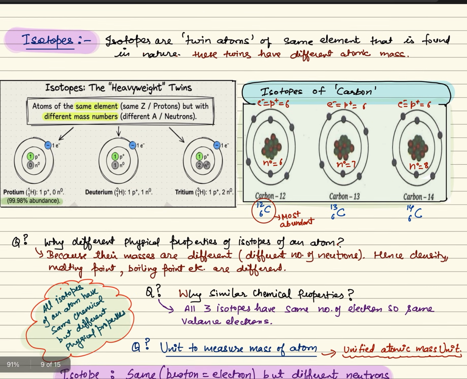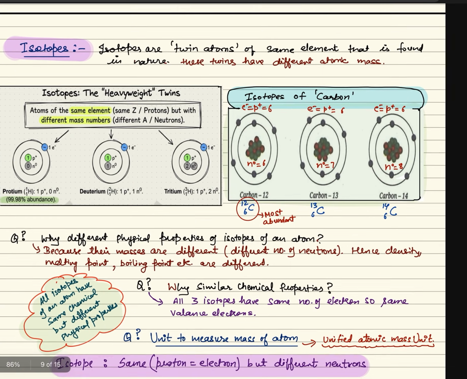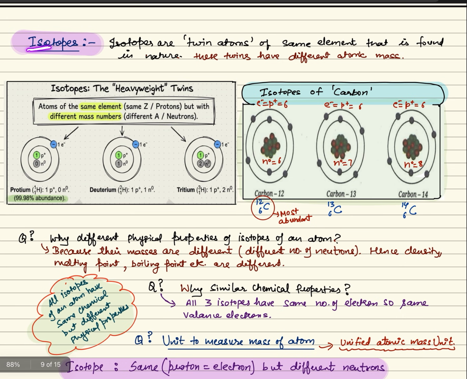Okay, now what are isotopes and isobars? What are isotopes? Iso means same. It means same element but different atomic mass. Simply you can say that in nature a few elements are found with their twins. So isotopes are twin atoms of the same element found in nature but with different atomic mass. For example, hydrogen is found with its twins, as protium, deuterium and tritium.